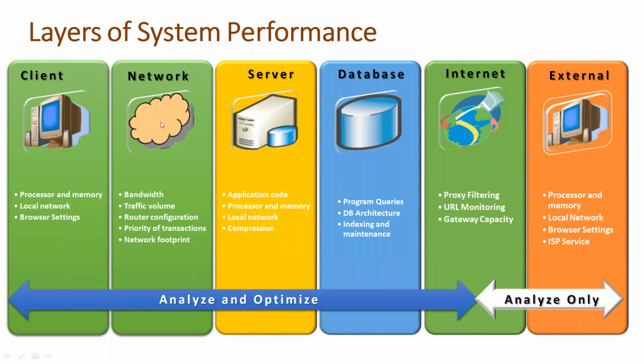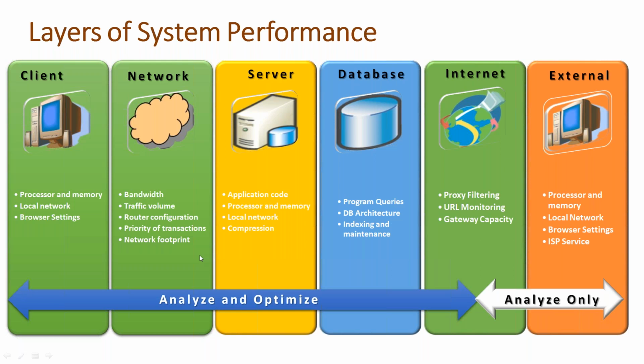Now this network that I have written here is basically within your network, the office network. So bandwidth, traffic volume, router configuration. Again, these things you can analyze and optimize. You can see using the network monitoring tool, and if you have, you can give some recommendations, working closely with the network monitoring team as well. Nowadays, in Dynatrace, you can monitor the network traffic also. So if you are seeing any anomaly there, definitely you can highlight it, and that can be addressed.